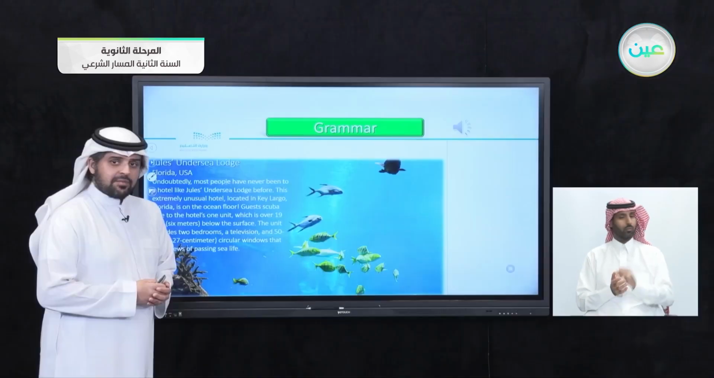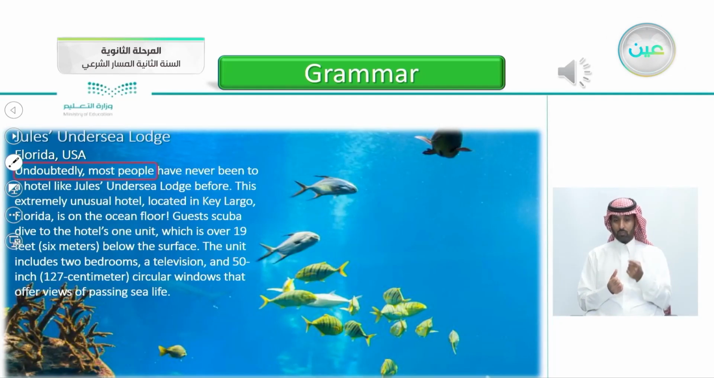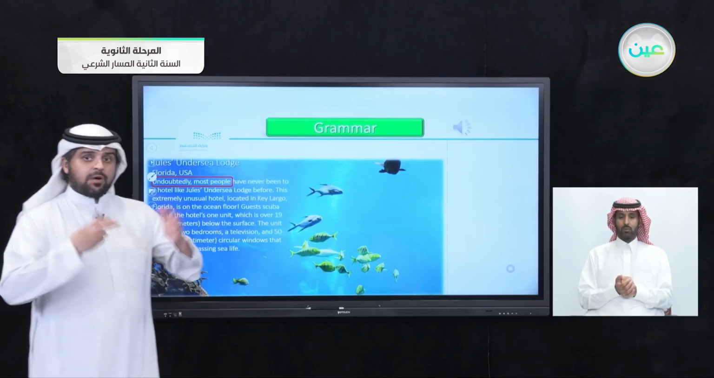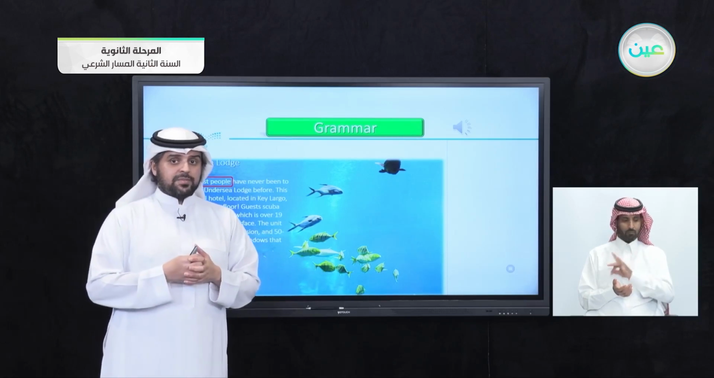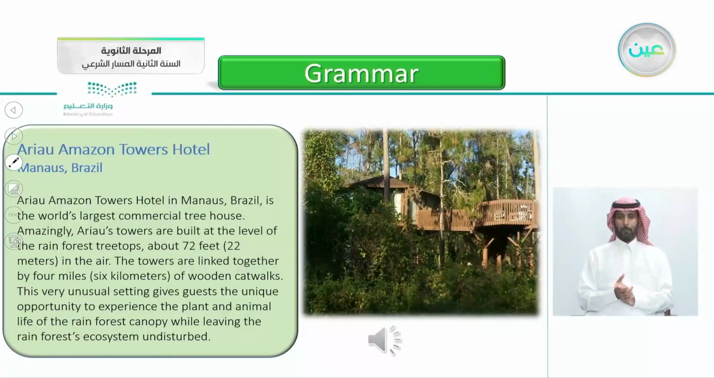So, where's the example here? Yes, that's correct. The first word actually here, undoubtedly. Undoubtedly, most people have never been to a hotel like Jules. So, undoubtedly, which means without a doubt, the attitude of the speaker here is that he is sure about something. So, the second article here, let's listen to it together.